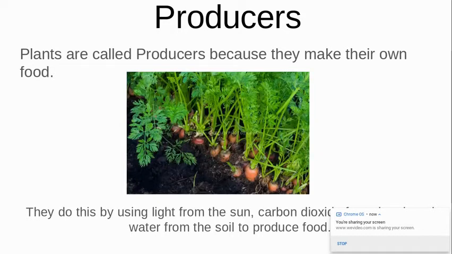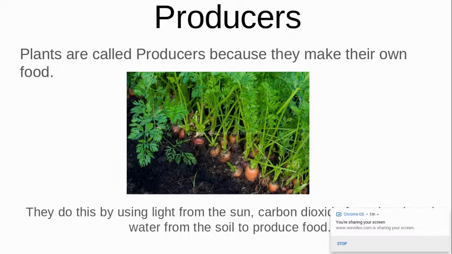So producers are plants because they're called producers. Plants are called producers because they make their own food. So in this picture here, we see, obviously these are carrots. Most of the time when you guys get carrots, they probably already have the green part cut off, but the green part is above ground and it's doing the photosynthesis. And remember, during photosynthesis, plants make glucose, and any extra glucose that they have, they store in the carrot under the ground.